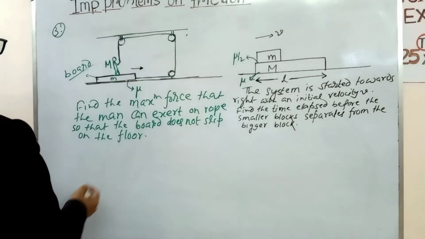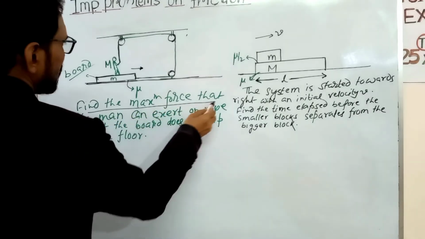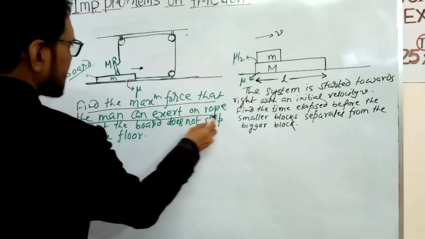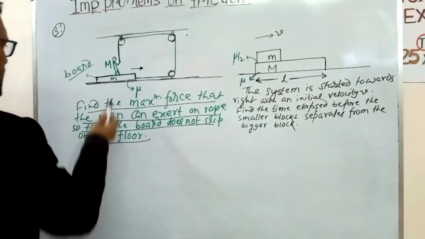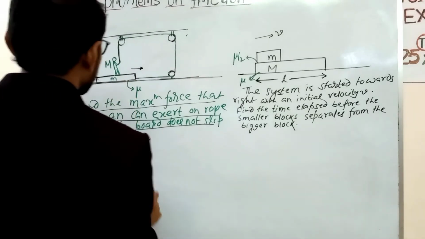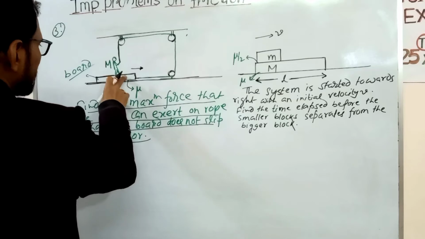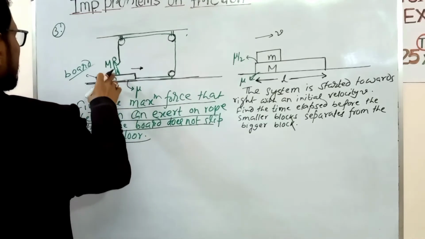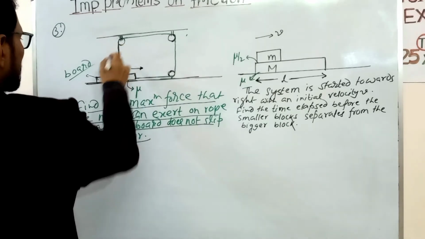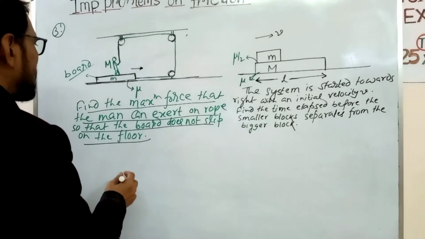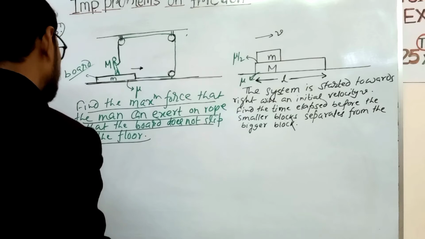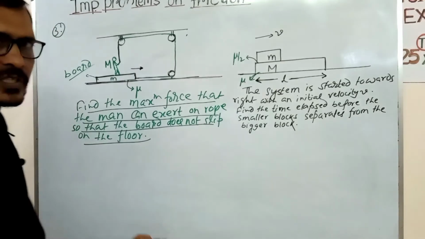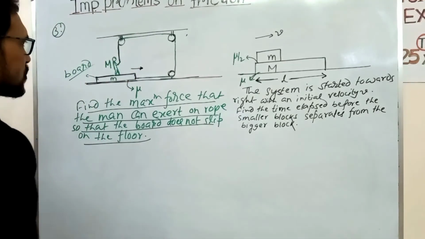The question is, what is the maximum force that the man can exert on the rope so that the board does not slip on the floor? This is a wooden board. The coefficient of friction between the board and the ground is mu. So find the maximum force that the man can exert on the rope so that the board does not slip on the floor. This is the question. So how can we solve this problem?